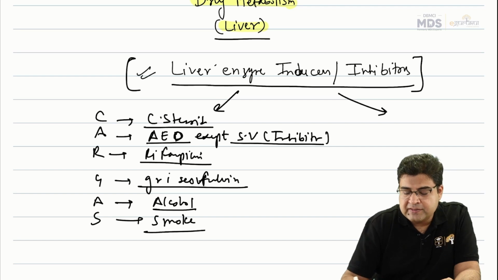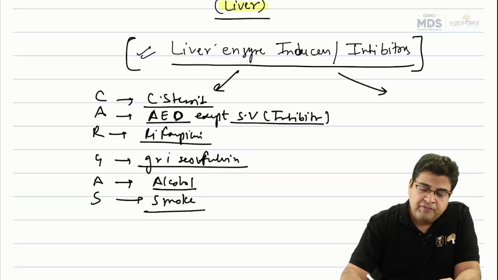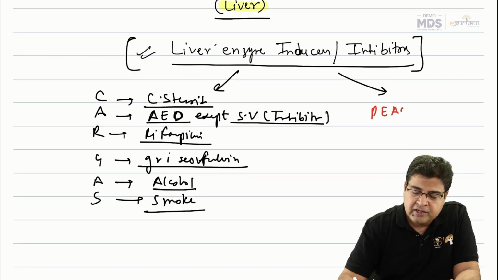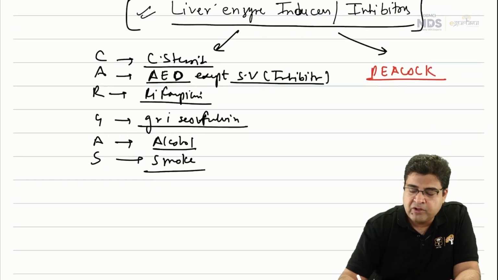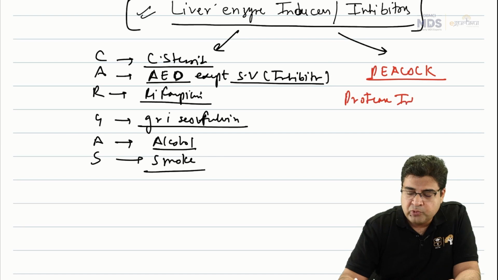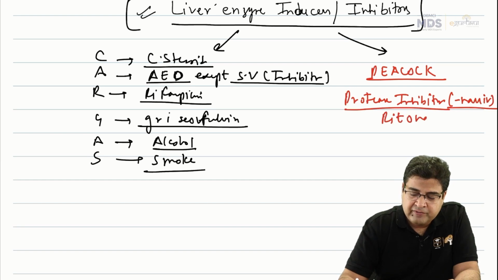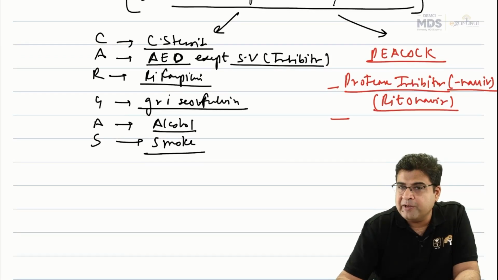So, these are the things that can induce the liver enzyme. If we talk about the liver enzyme inhibitors, the mnemonic to remember the medicine names is PECOK. Here we have medicines like the protease inhibitors. Protease inhibitors are medicines that we can use for HIV, and all the medicines end with the word navir. One example is ritonavir. Ritonavir is the strongest liver enzyme inhibitor available in the market.